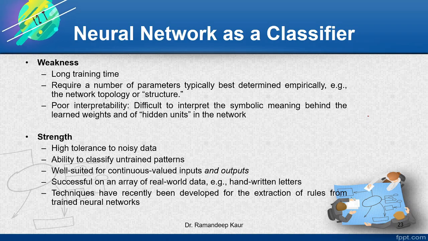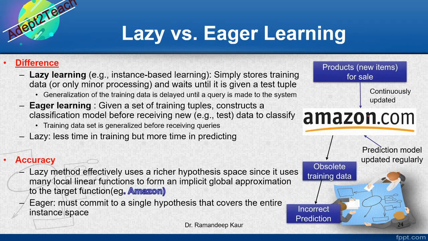Sometimes people are not able to understand the meaning of the hidden units and the weights that are applied. So it's difficult to identify how the weights have to be arranged, and what the minimum acceptable error should be. Then there are some strengths also, like high tolerance to noisy data. If the data is noisy or some values are missed, then it can be worked on. This is more suitable when we have continuous value inputs and outputs.